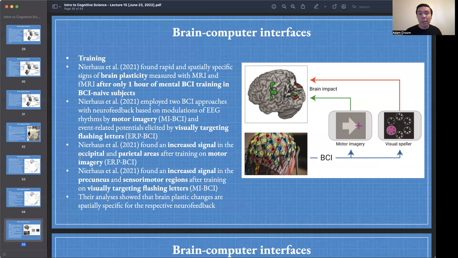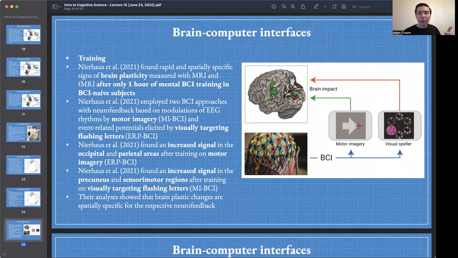Nierhaus and colleagues found an increased signal in the occipital and parietal areas after training on motor imagery. They also found an increased signal in the precuneus and sensory motor regions after training on visually targeting flashing letters. Their analysis showed that brain plastic changes are spatially specific for the respective neurofeedback. So importantly here, we see a couple of things. One is that in a short amount of time, individuals are able to train on these different components. They're able to train on motor imagery as well as on visually targeting flashing letters, two different types of tasks, and they're able to gain control in these areas relatively quickly.